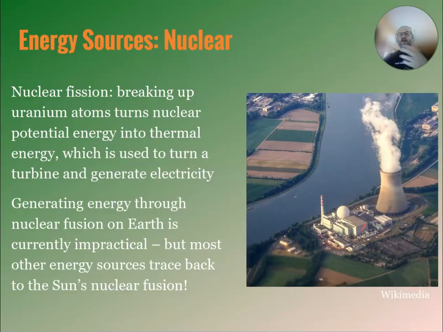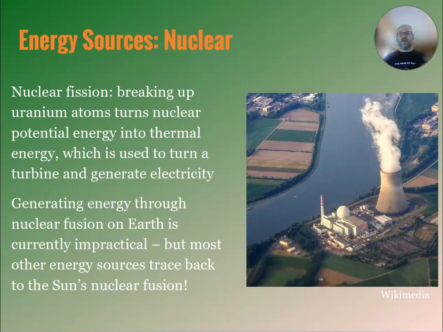That gets turned into thermal energy, which is used to turn a turbine, which generates electricity. So again, we convert it from one type of energy to another until we get the kind that we want, that electricity that's then easy to distribute to everyone's house, and then you can plug in your lamp or your TV or whatever it is you're doing. So nuclear power that's generating electricity for us here on Earth is nuclear fission, breaking up big atoms.